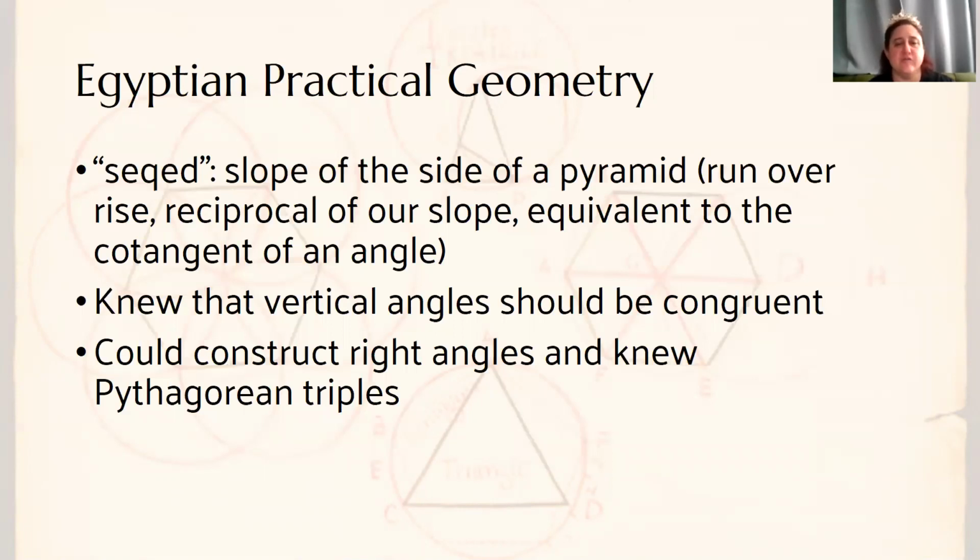They also could construct right angles, and they knew Pythagorean triples. That's not the same as knowing that a squared plus b squared equals c squared. They knew that 3 squared plus 4 squared equals 5 squared. They knew that 5 squared plus 12 squared equals 13 squared, but they didn't know that, like, 1 squared plus 2 squared is the square root of 5 squared. They didn't know that, okay? They're just whole numbers that worked for those Pythagorean triples. They knew those. They had a whole table of them. Ancient Egyptian mathematics loves tables. It's really kludgy compared to our streamlined stuff we have today. But yeah, they did know several Pythagorean triples, and they had whole tables of them.